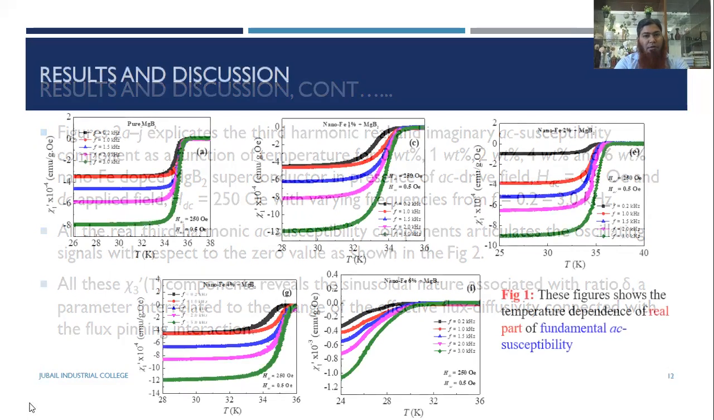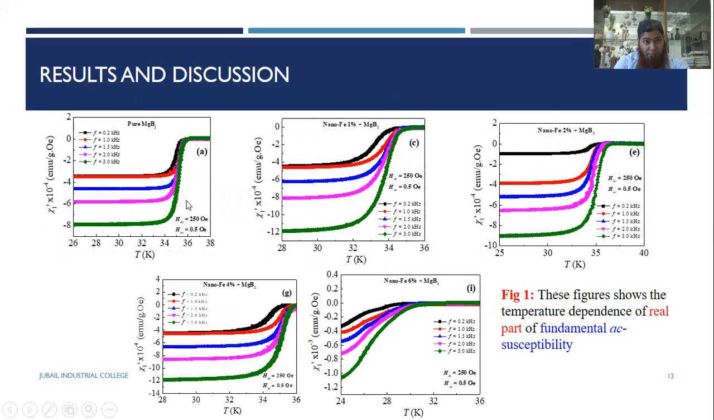So in the next slide, we will see some graphs. The first one is the first harmonic, the fundamental, in the real part. When the temperature goes to the lower side, see this is a similar graph, with frequency varying from 0.2 kilohertz to 3 kilohertz in the pure MgB2. The first one, part A, is the pure MgB2. These are all going down, and in 1% the behavior is a little bit different.